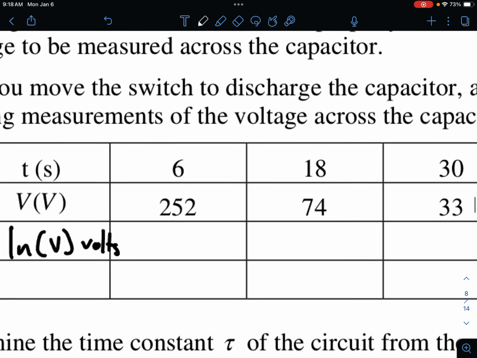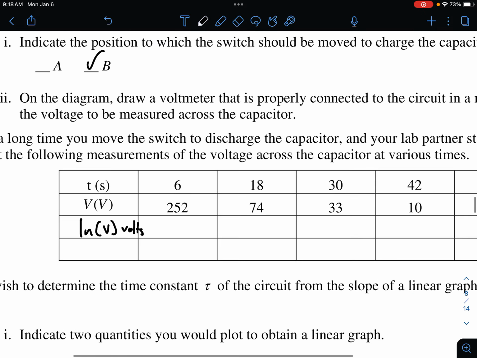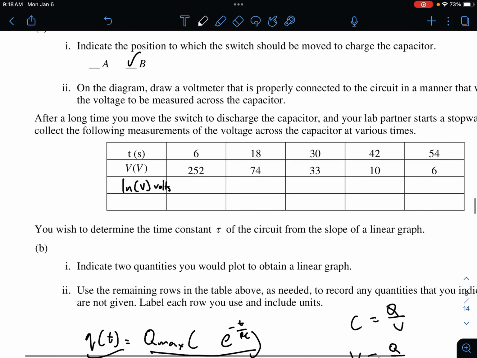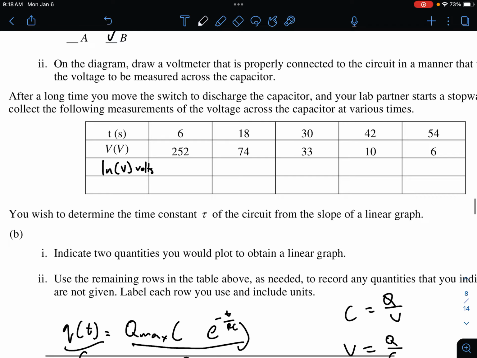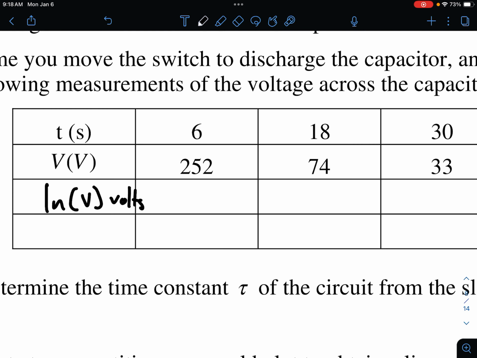Hopefully, we'll see. They said use units, but then you never got points for units. So, and they don't even use units in the example. So who really cares? Let's ln everything. This will take a second.